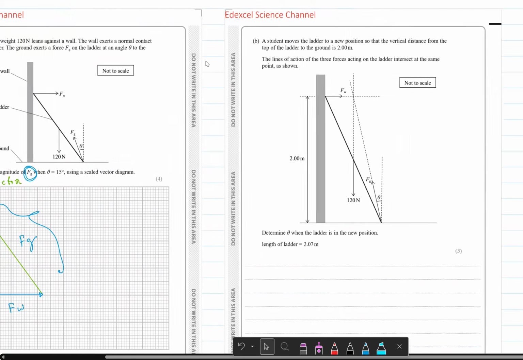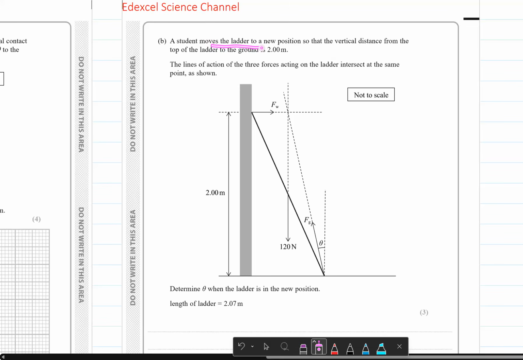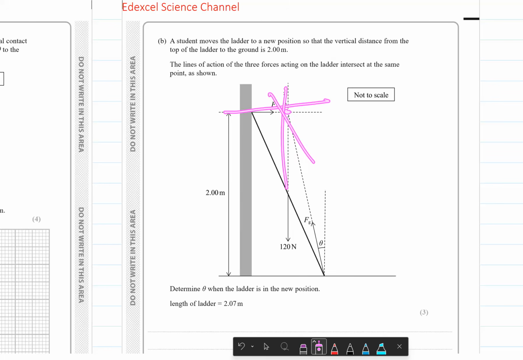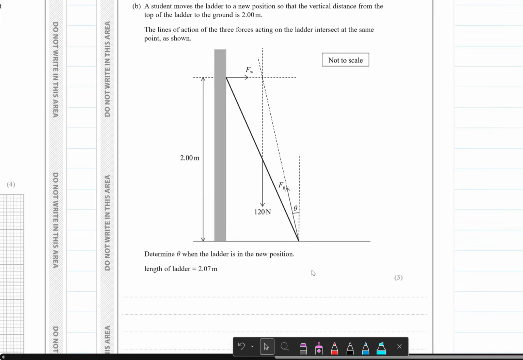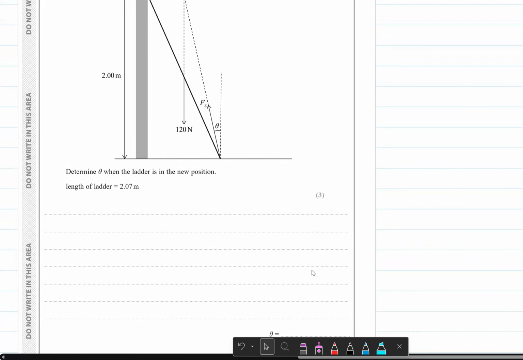And now we are at question 20b. The student moves a ladder to a new position so that the vertical distance from the top of the ladder to the ground is 2 meters. So this is 2 meters. The lines of action of the three forces acting on the ladder intersect at the same point as shown. All right, so all the forces intersect at this point, right? Now, determine theta if the ladder is in the new position. So they're asking us what is the value of theta at this position.